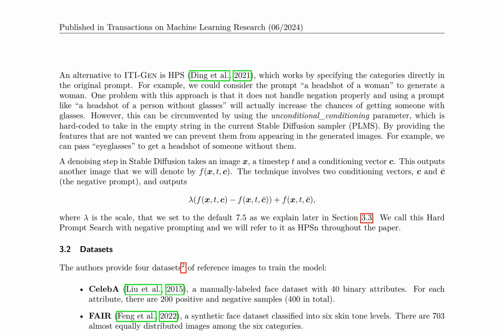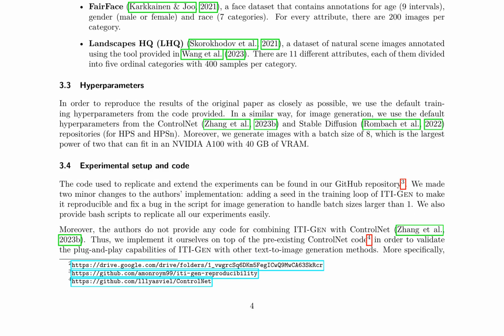ITI-GEN is compared to HPS, which works by specifying the categories directly in the original prompt. However, HPS does not handle negation properly, and using a prompt like, "a headshot of a person without glasses," will actually increase the chances of getting someone with glasses. This can be circumvented by using the unconditional_conditioning parameter, which is hard-coded to take in the empty string in the current stable diffusion sampler.